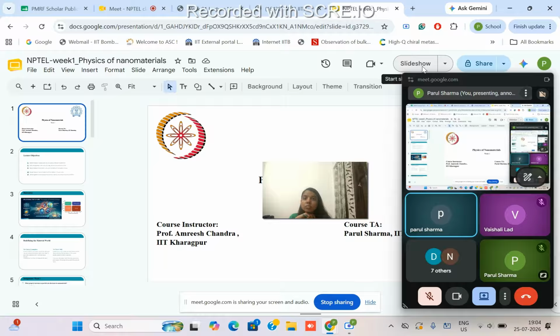So you can see the scale bar here. It is 500 nanometer. The scale bar is, and this size is 100 nanometer. So obviously the two dimensions are lesser than 100 nano. It is in the range of 1 to 100.